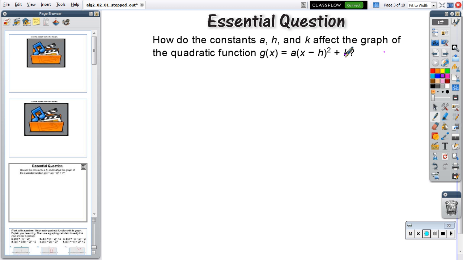Actually, it looks like I can. This one I did. The other ones I couldn't. Okay, so let's do that. The parent function is just, say, f of x equals x squared.